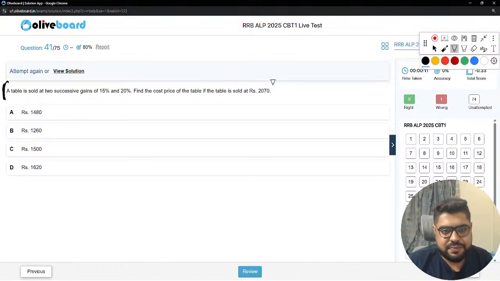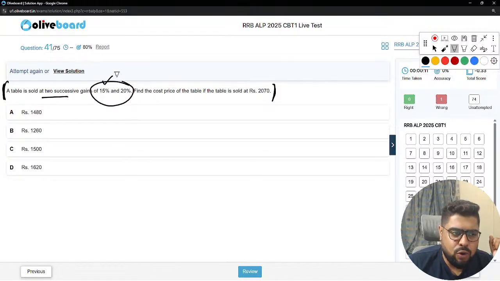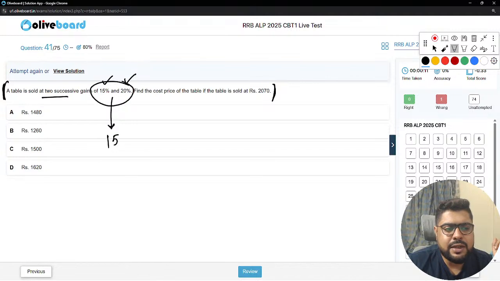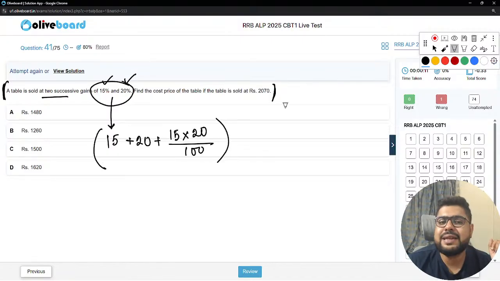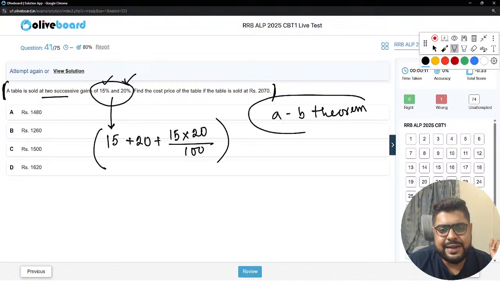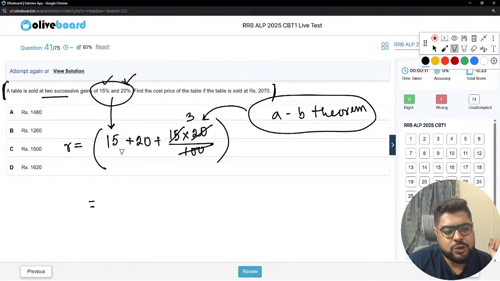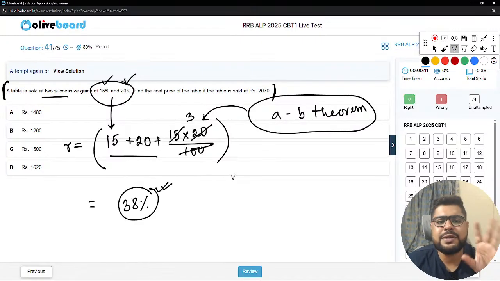Now, a table sold at 2 successive gains, meaning 2 times, there are like 2 successive profits. So total profit will be what, sir? 15 plus 20 plus 15 into 20 by 100. Sir, what is this? This is, sir, the AB theorem, right? Anything with 2 successive percentage changes, always this. So this is the resultant change. So this is 300 by 100 is 3, sir. So this is 20, this is 35, 38%. So total is a 38% gain.